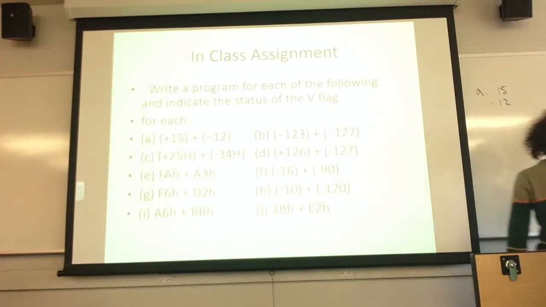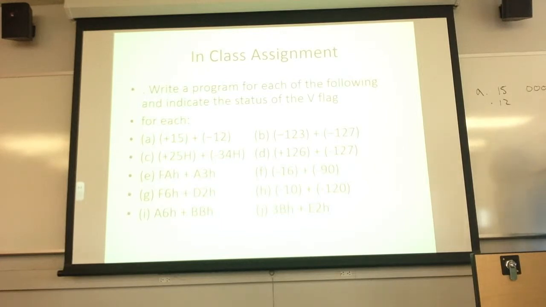So the V flag turns on when you do an operation on numbers that are the same sign, right? The V flag can never be set, right? Yes, it is set on numbers that are of the same sign. Which one do you have? I have J. All right, 3B and E2.